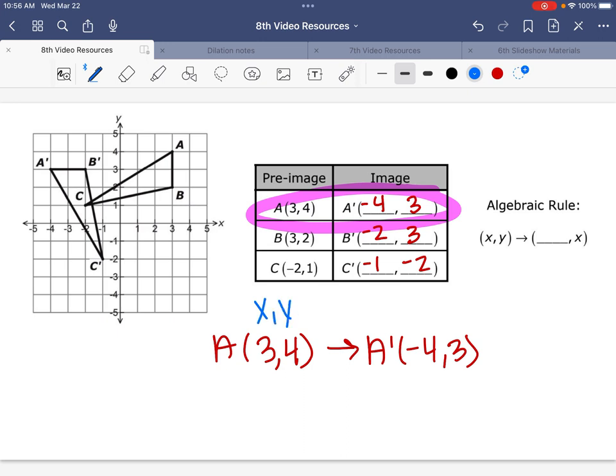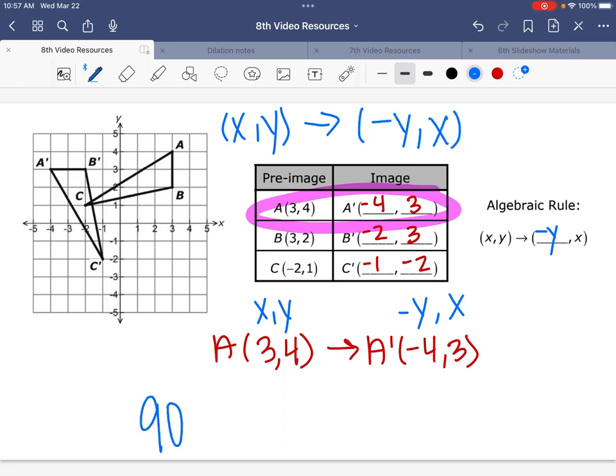And again, the X and Y in the original point, the pre-image, have switched places. They've switched places, but the 3 remained positive, but the 4 changed sign. So the original Y value becomes -Y, comma, X. So again, our algebraic rule is (X, Y) becomes (-Y, X), and this again is another example of a 90-degree counterclockwise rotation.